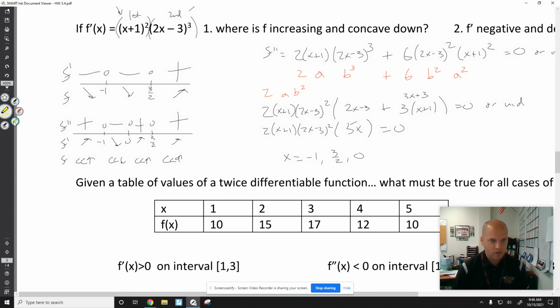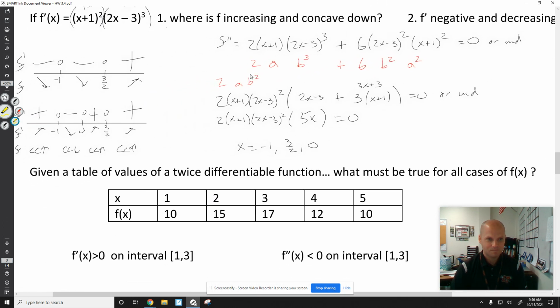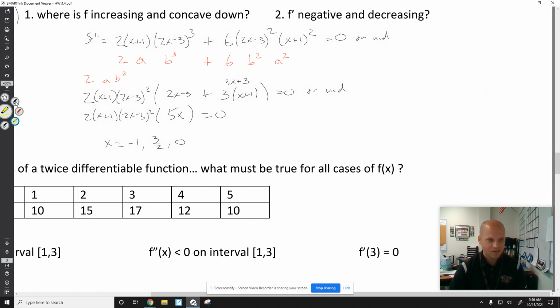Where is F increasing, concave down? F is increasing, concave, never. Doesn't happen. I feel like I probably asked this question without doing it first. I'm like, I bet you it's going to be increasing, concave down somewhere. Turns out, nope.